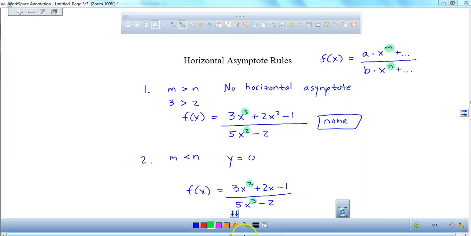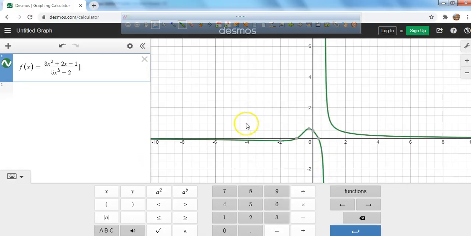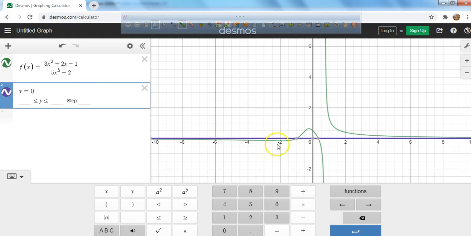And hold on, I'm going to make it. So I'll put a 2. There we go. That'll work. Now what I want you to understand is we have a horizontal asymptote at y equals 0. Now what does that mean? That means this graph gets really close to 0.